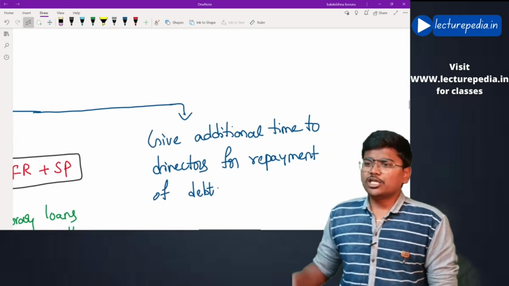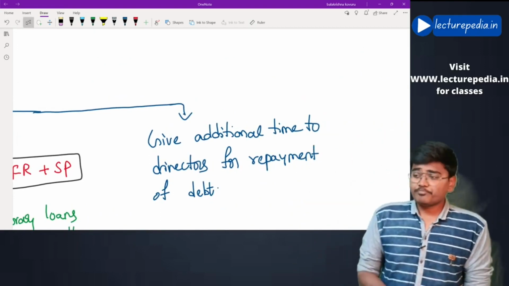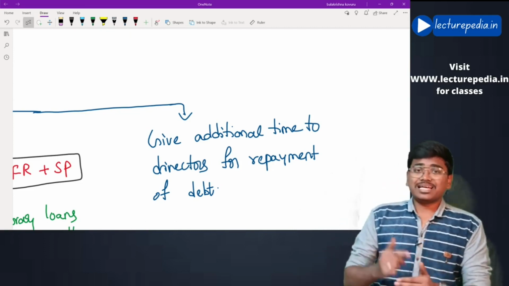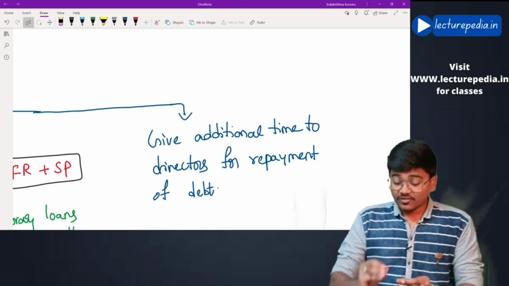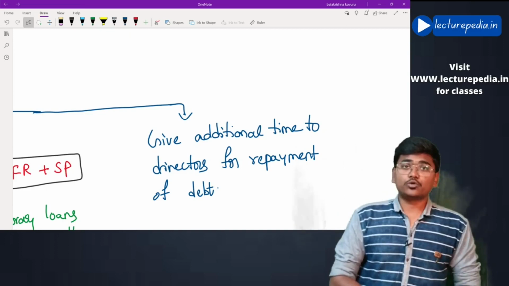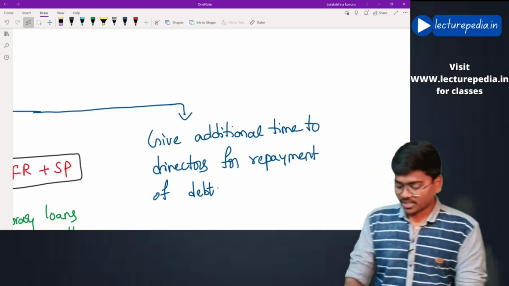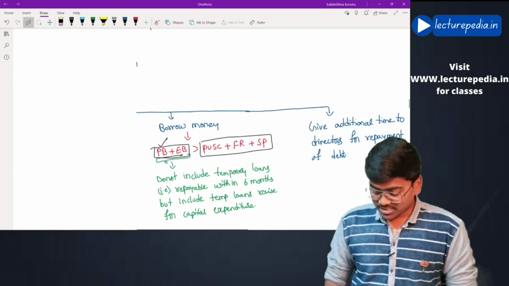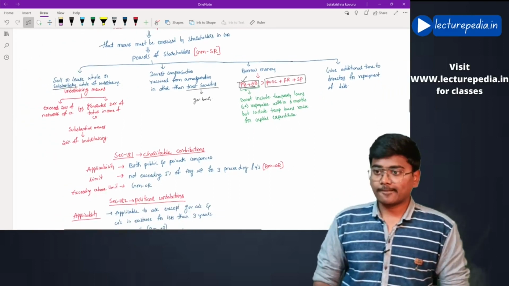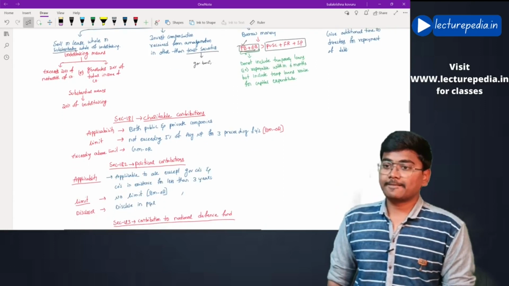Next, give additional time to directors for repayment of debt. See, directors of company have taken some loan from the company and they want some extension of time. For granting such extended time, the board of directors have to take approval of shareholders through general meeting special resolution. These are the 4 powers which can be exercised only by the shareholders. Hope that is clear. That is section number 180.